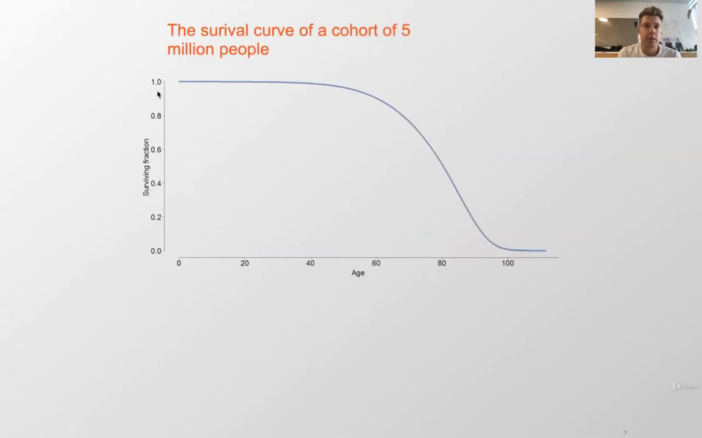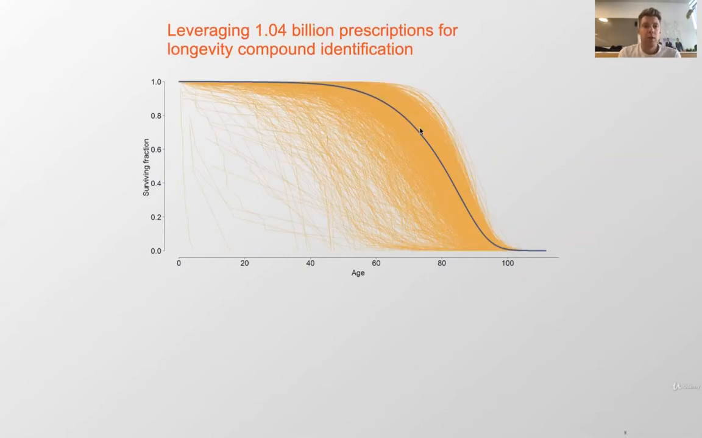Looking at survival, this risk translates into a survival curve, and this is in one cohort of people. This is actually the survival curve of the entire Danish population. You can see that as we get older, fewer and fewer people are alive. This is the surviving fraction. And this graph in itself is not that interesting, but because we have quite good registries in Denmark, we can look at compounds that may impact the survival curve.